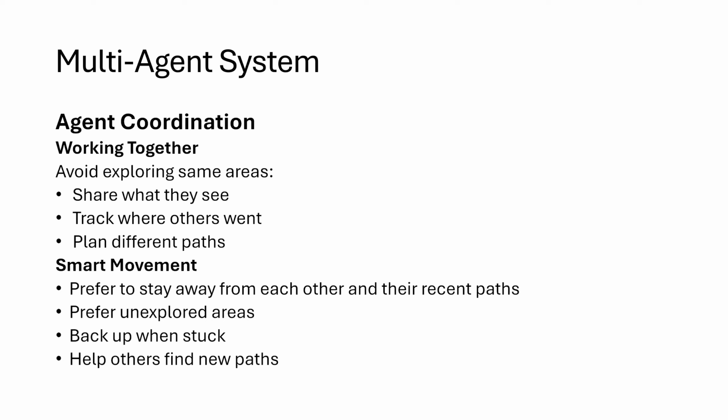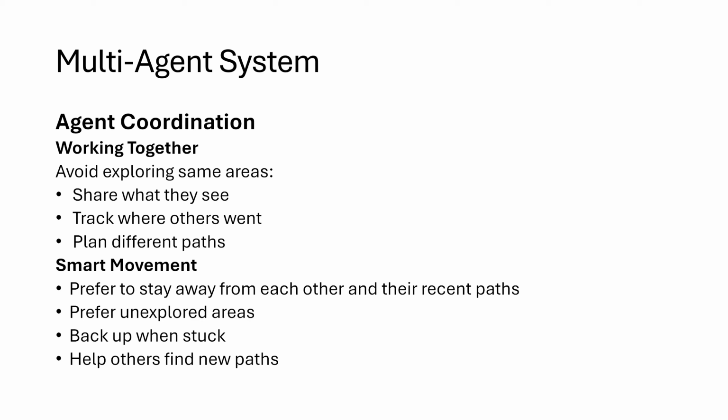So the agents work as a smart team. They do not explore the same area, by sharing what they see and knowing where others have gone. Each agent tries to stay away from other agents, so in this case we will explore more area of the maze. And if one agent gets stuck, it will back up and try a new path. They can also help other agents find a new area to explore.